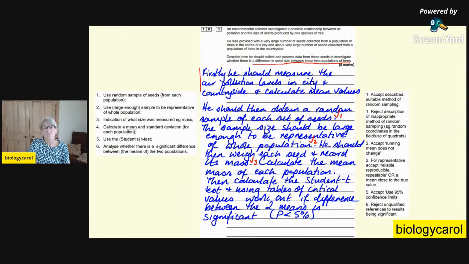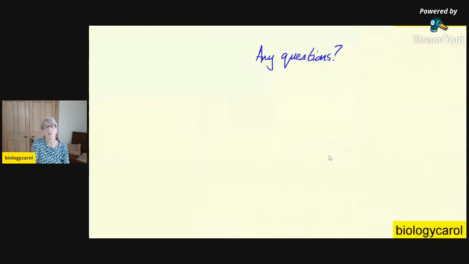Weigh each seed, record its mass, calculate the mean, do the student t-test. Look, I missed out this mark here because I didn't say to calculate the standard deviation as well. I just thought of the student t-test. So I did actually end up with the 5 marks. So yeah. And there we go.